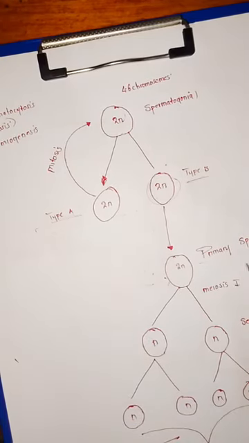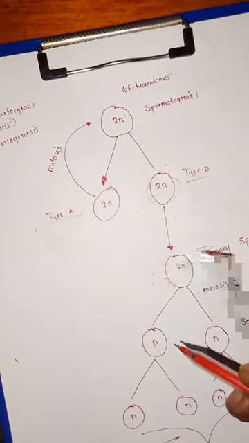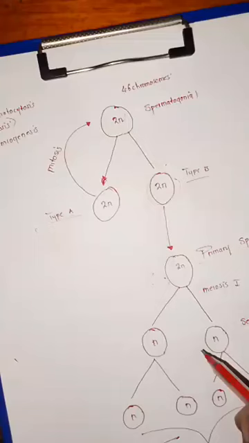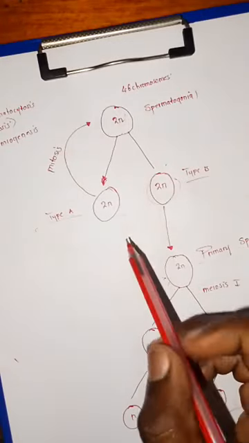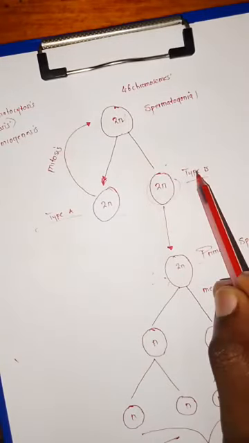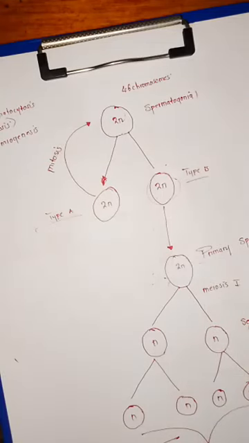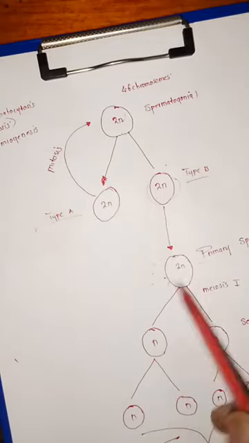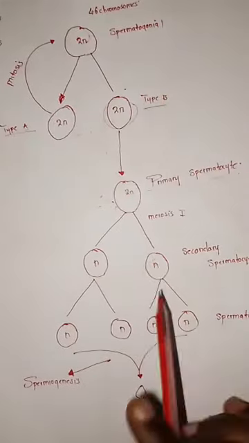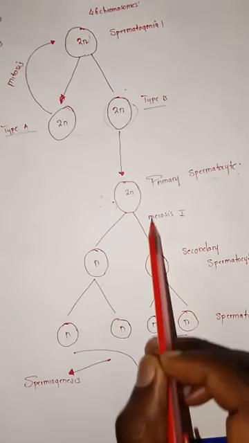So when it is converted into that primary spermatocyte, this primary spermatocyte is now going to undergo meiosis 1. What is happening here is that the type B is the one referred to as the primary spermatocyte, just to clarify that point. So this type B, as it is released, will enter meiosis 1.